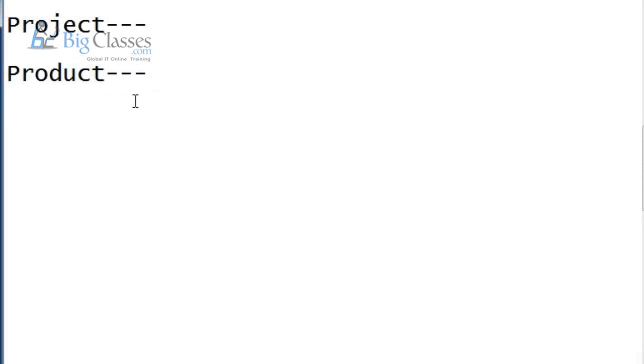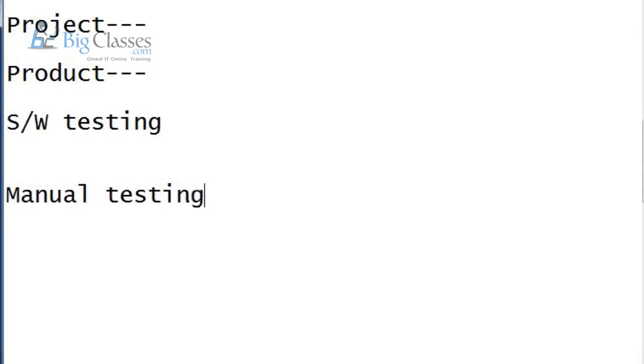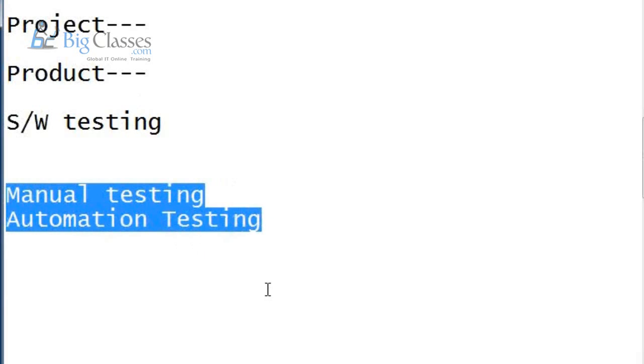Fine. Now guys, in our software testing, either project or product, there are two types of testing. One is manual testing. The second one is automation testing. What is manual testing? What is automation testing? For any software, there are two types of testing, guys. One is manual testing. The second one is automation testing.